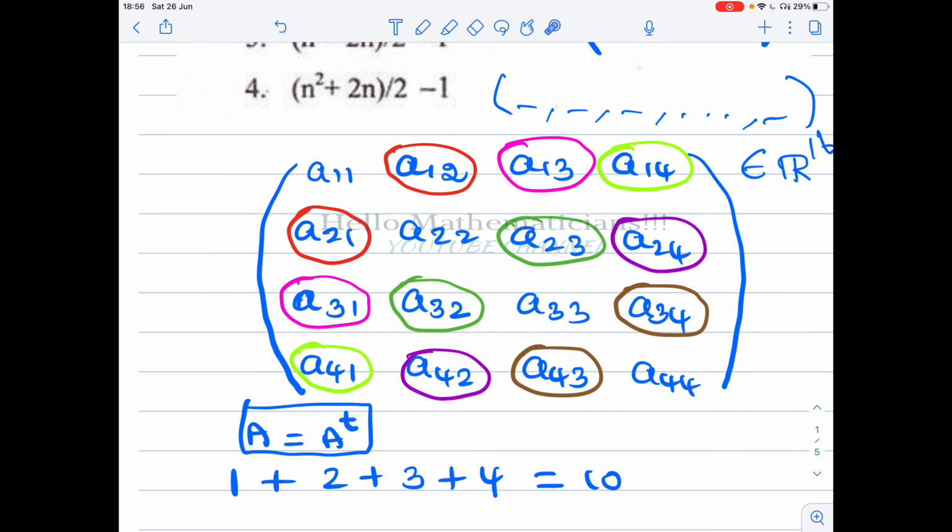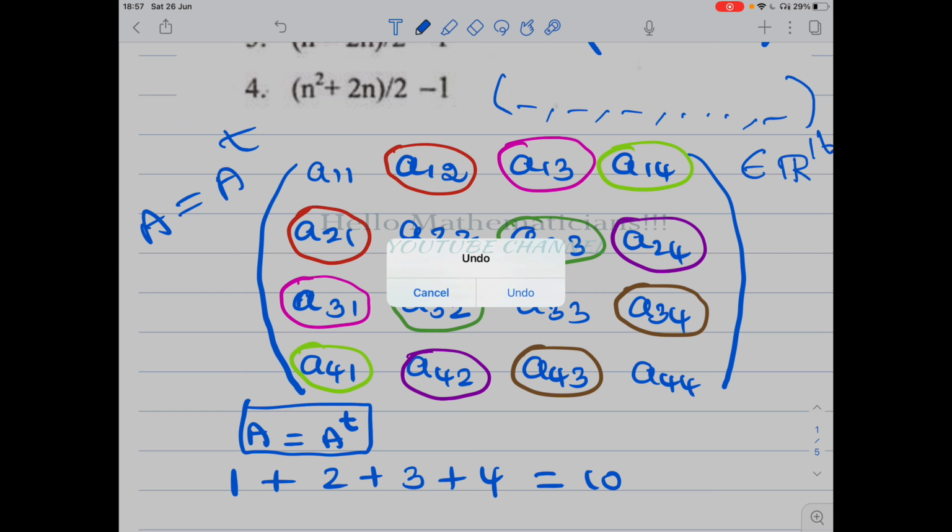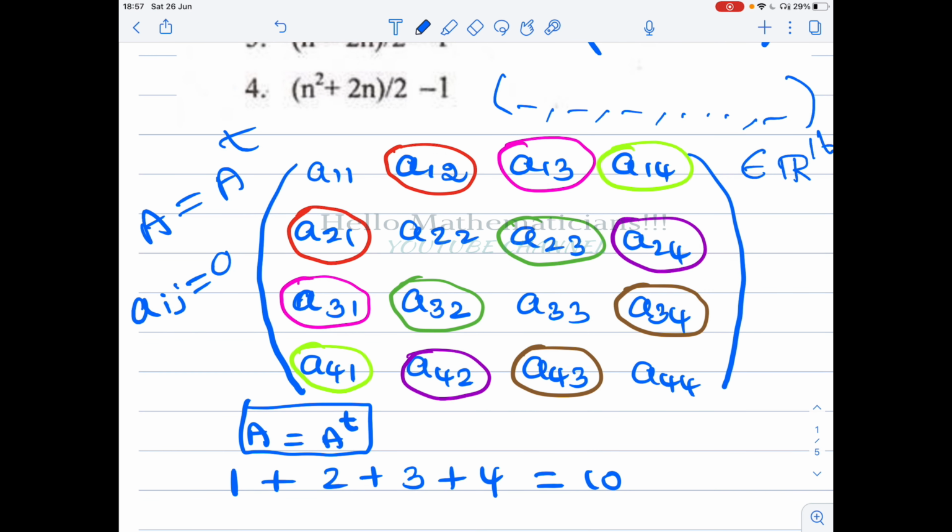Now we come to symmetric matrices. Symmetric matrices satisfy A equal to A transpose. We'll do the 4 by 4 case, counting the dimension of 4 by 4 real symmetric matrices. The same idea we can use in the n by n symmetric matrix case also. What is the meaning of A equal to A transpose? It means that Aij equal to Aji. So the matrix's Aij entry should be equal to Aji.